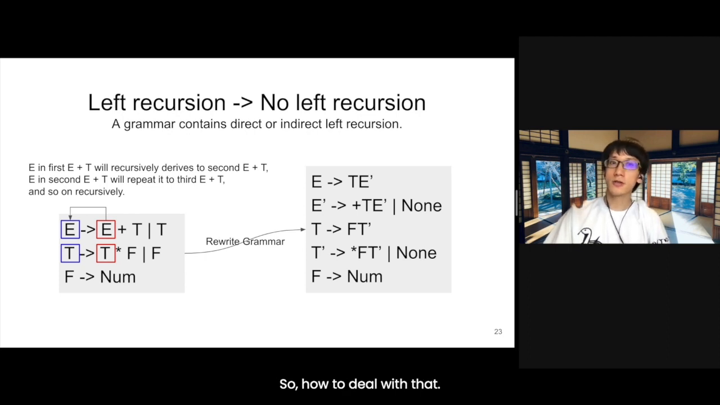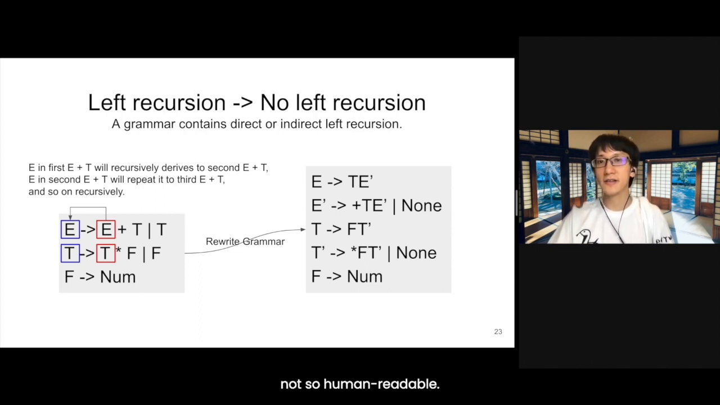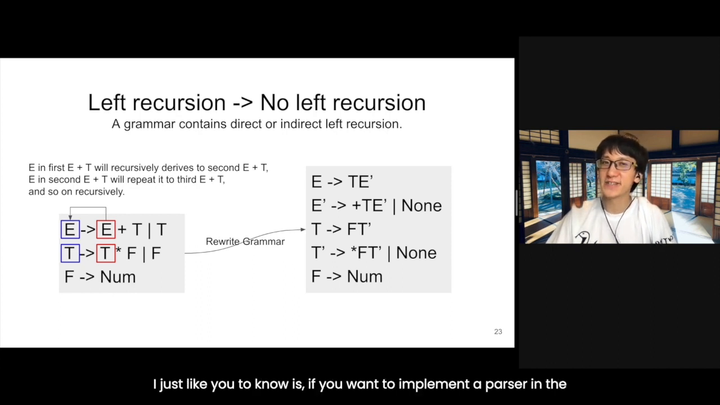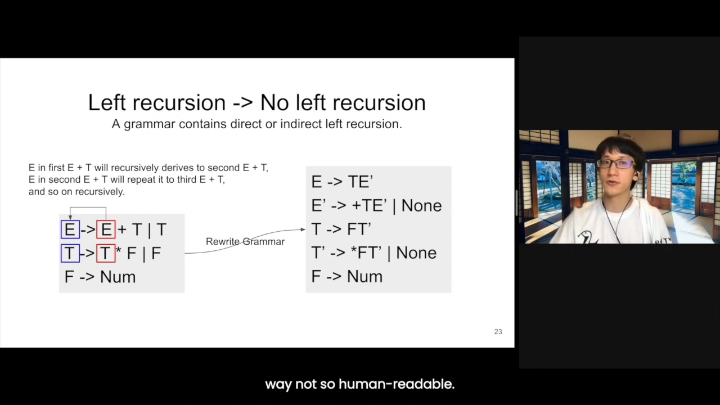So how do we deal with that? Yet again, we need to rewrite the grammar. After the grammar is rewritten, as you can see, it's pretty ugly and not so human readable, but the meaning is the same. I'm not going to explain the detail between the left-hand side and right-hand side. I just want you to know that if you want to implement the parser in a certain way, you need to resolve the left recursion. That means your grammar will be rewritten in a certain way that is not so human readable.